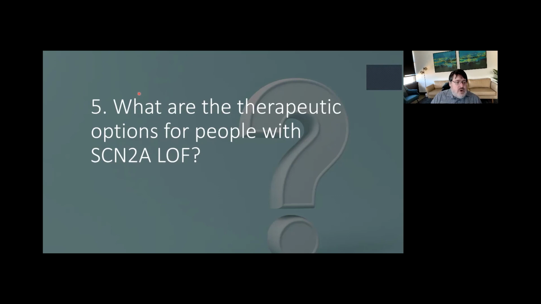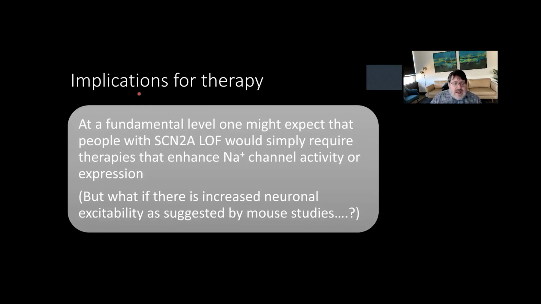And this is a really important slide. As with all of the things that I've told you, at a very fundamental level, we might expect that people with SCN2A loss of function would simply require therapies that either enhance the activity or the expression of SCN2A. So make the remaining cells' channels work harder, or add more channels to the mix. But then this question arises: if there's increased excitability, as suggested by the mouse studies, how do we think about framing these therapeutic studies at a clinical trial level?